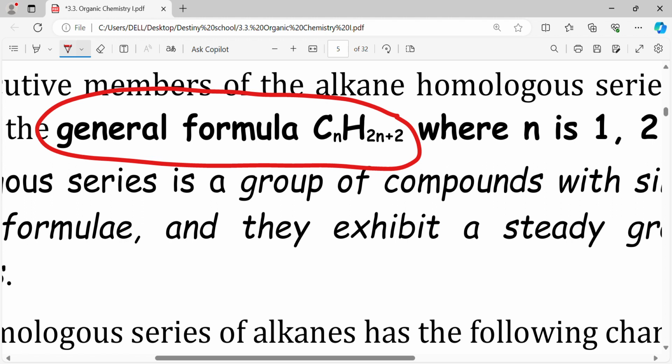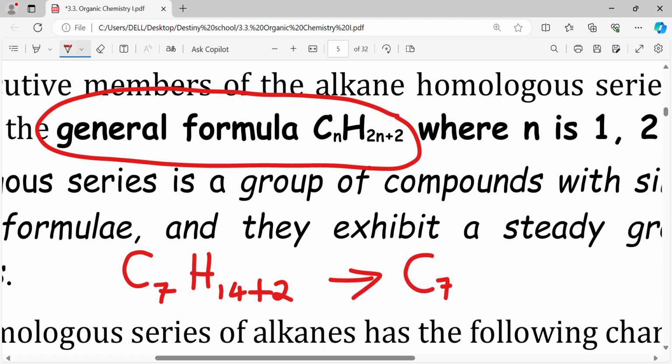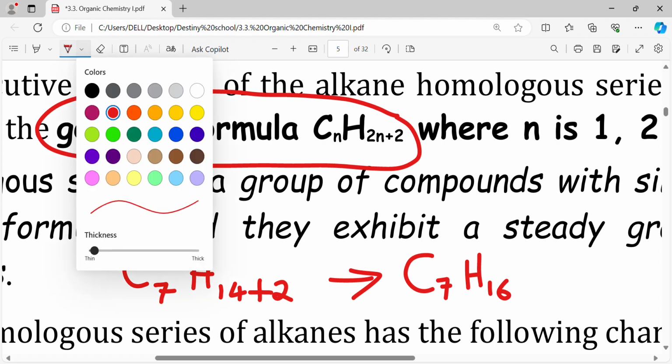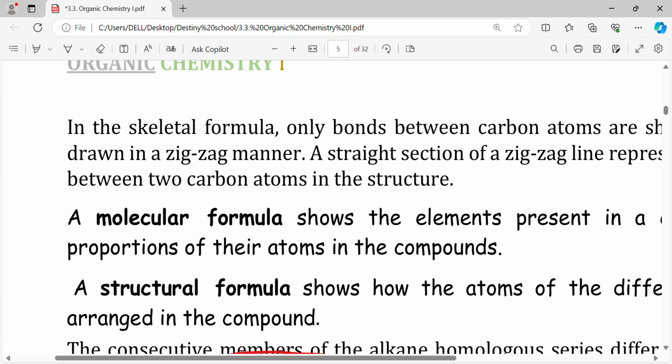So for example, let's say we want the molecular formula for number 7. That means that we have 7 carbon atoms. So that will be C7, then H. The hydrogen is going to be 2 multiplied by n, where n is the number of carbon atoms. So it is going to be 2 multiplied by 7. We are going to find that it is 14. Then you add 2 to it. So our final answer is going to be C7H16.